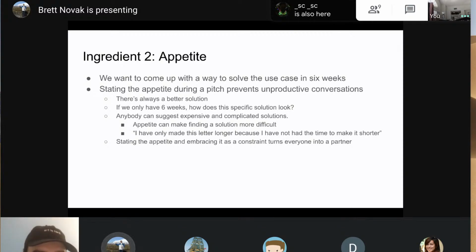I'm pretty black and white about that. So appetite can make finding a solution more difficult. Mark Twain has been misrepresented in saying this quote.